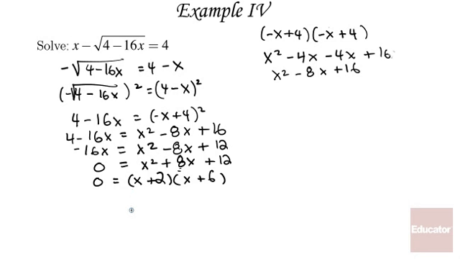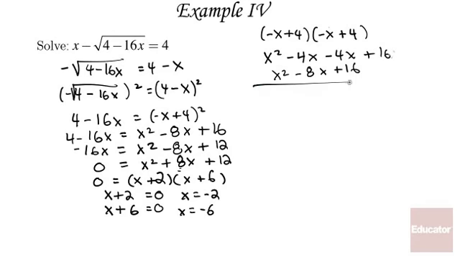So now I'm going to use the zero product property. X plus 2 equals 0. X plus 6 equals 0. This is going to give me x equals negative 2 and x equals negative 6. So I have two solutions, and I need to go check these back in the original equation. Okay, so the original equation up here, I'm going to first check x equals negative 2.